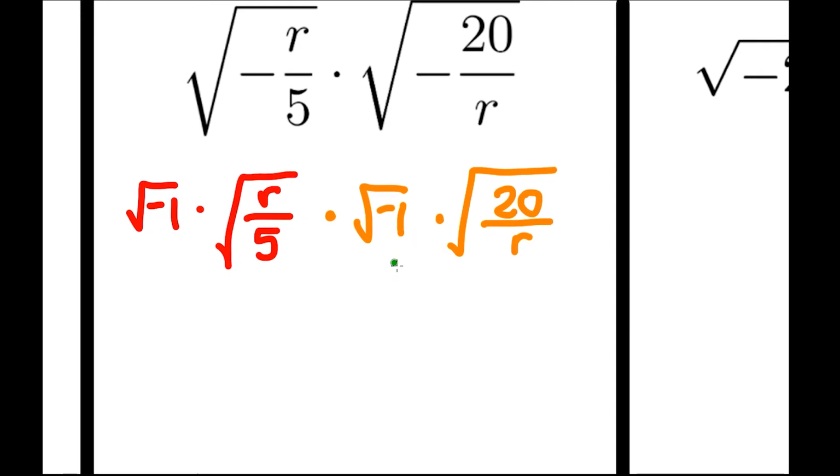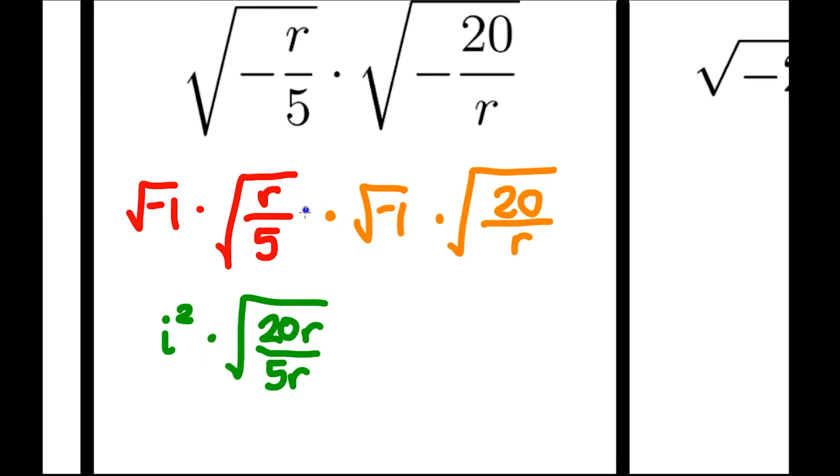Okay. Now, the square root of -1 times the square root of -1 is just i times i, so I'm going to write i squared, which is equal to -1. And then what I'm going to do here is combine the square root of r over 5 with the square root of 20 over r, so you're going to end up having 20r over 5r, and it's the square root of all that.